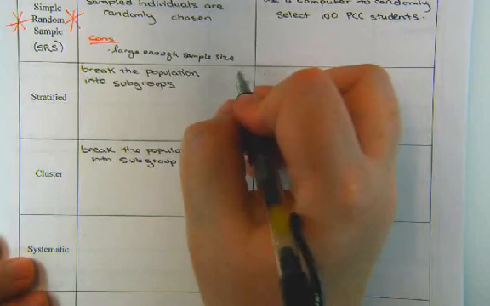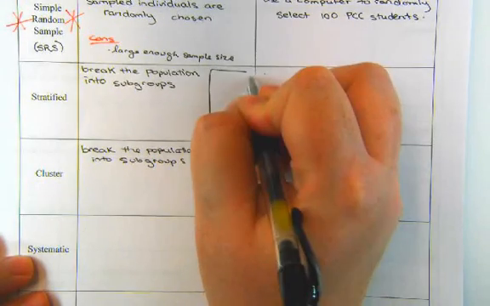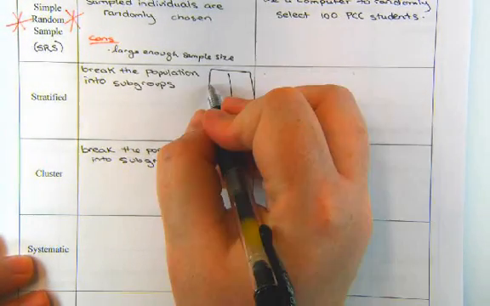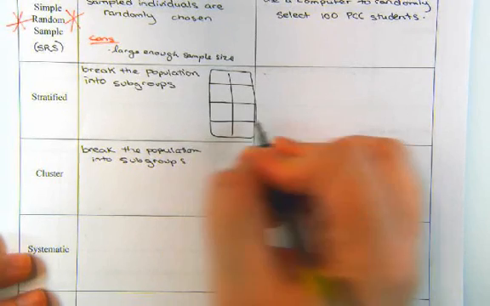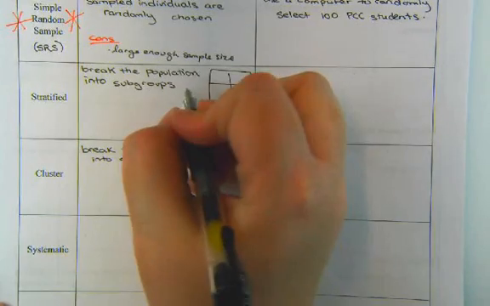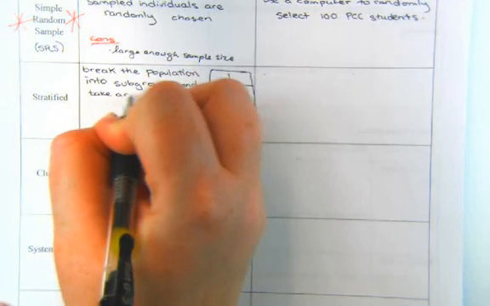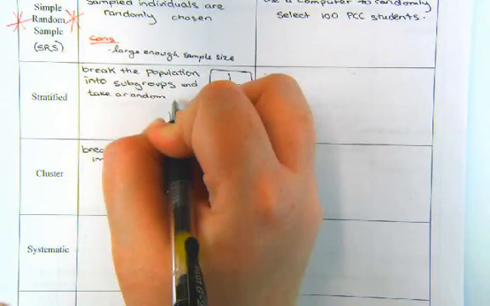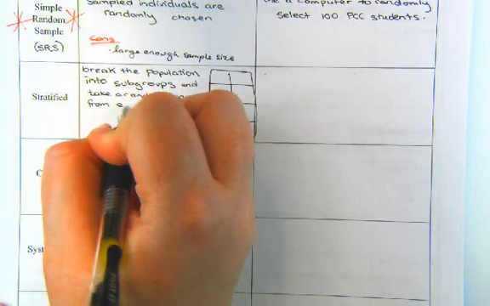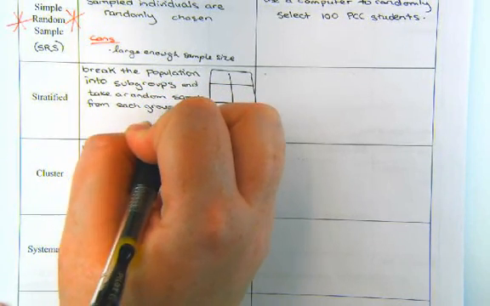Once we do that, how we treat the groups is what differs between these two sampling methods. So stratified, we take our population and then we separate it into different subgroups. What we do is then we look at each group and we take a random sample from each group.